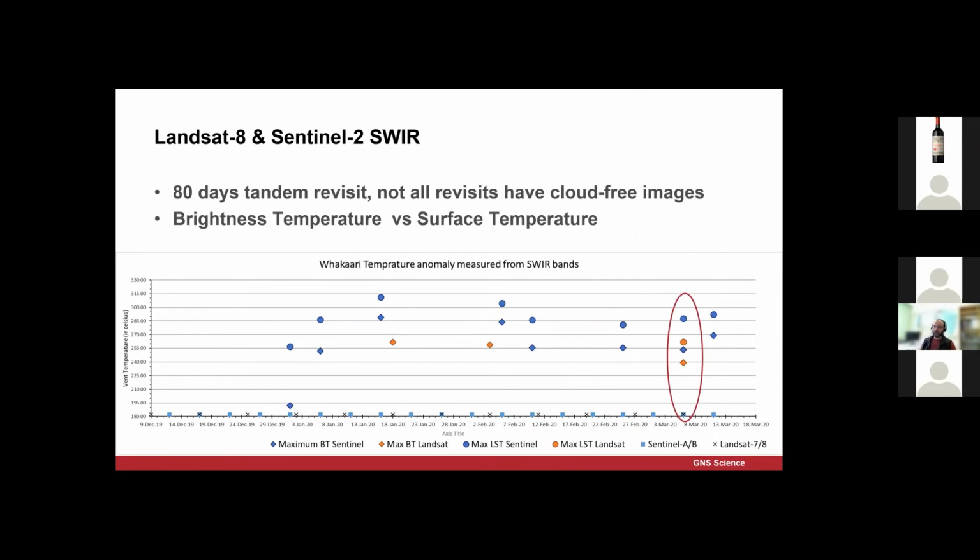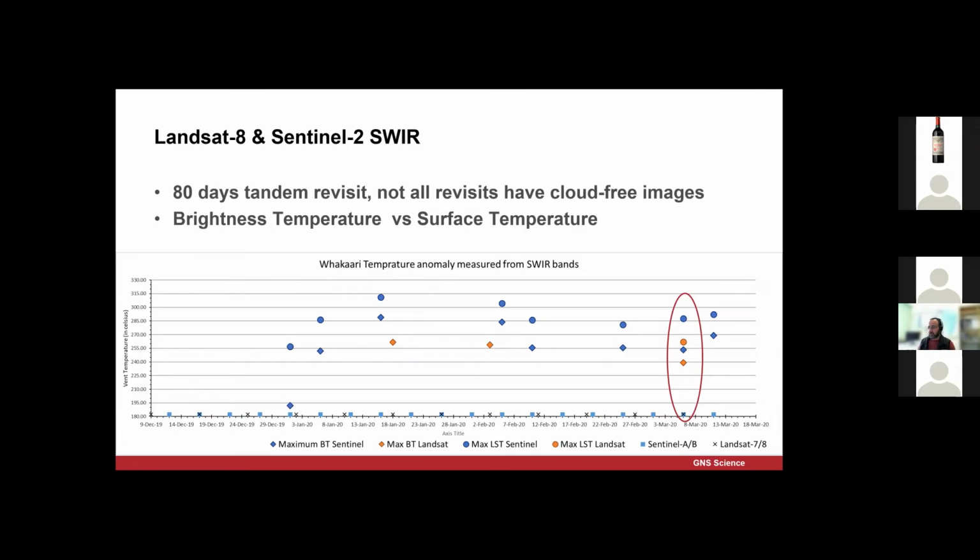So based on that, there is another point: Landsat and Sentinel have an 80 days tandem revisit possibility, which means they fly on the same date after a difference of 15 minutes. And both data sets can be used if that has been captured without any issues of cloud or fumarole covering the space.